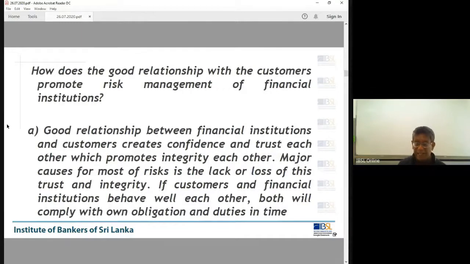Now that is why we have what? The customer charter. The customer charter tells you what the obligations of the bank are and what the obligations of customers are. So if both comply with their duties, with banks and customers having a better relationship, there is no problem. Therefore, a good relationship improves or promotes the risk management of a financial institution.